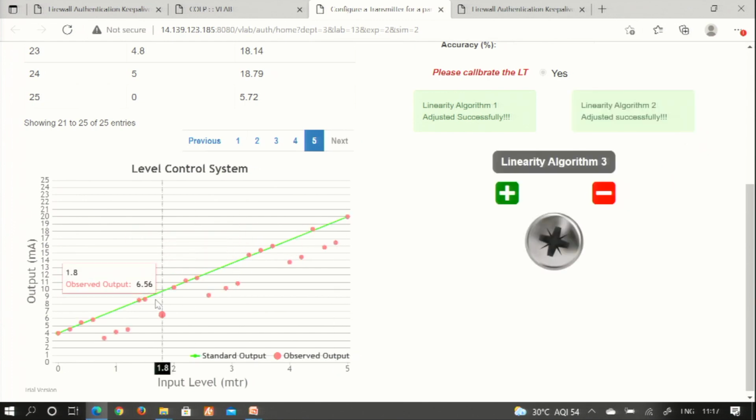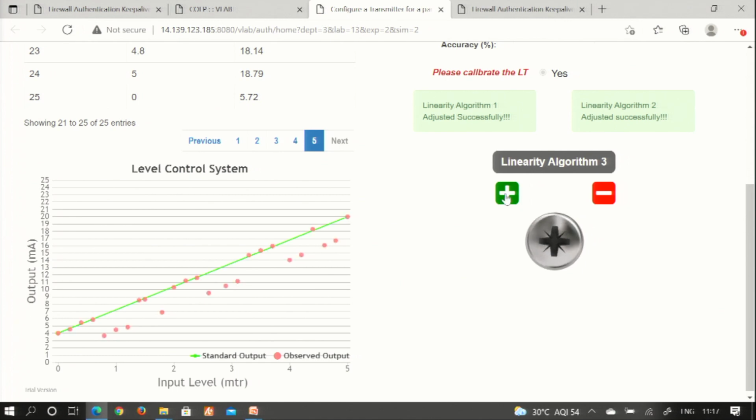But I still found that the points are there, but still a few points are not on the line, indicating that algorithm number 1 and algorithm number 2 are not effective. I will have to go to another algorithm, maybe a piecewise linearization.